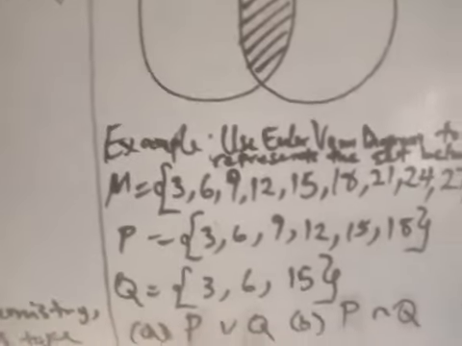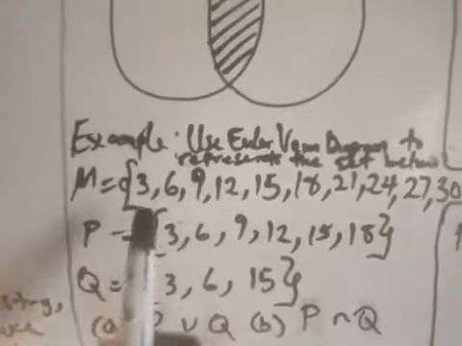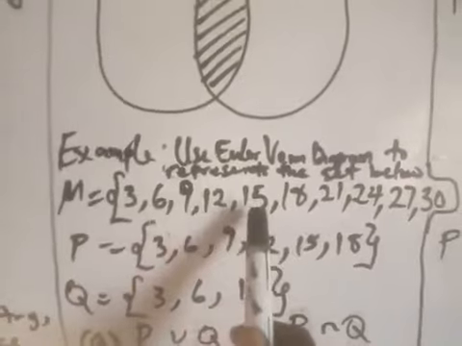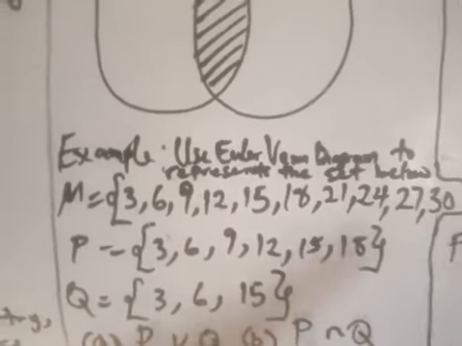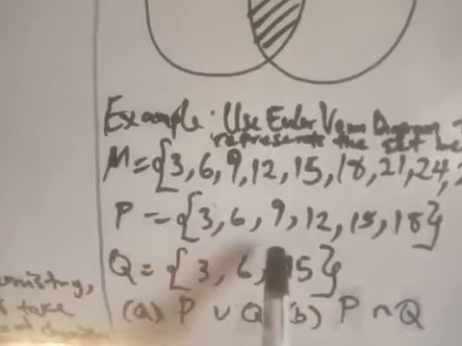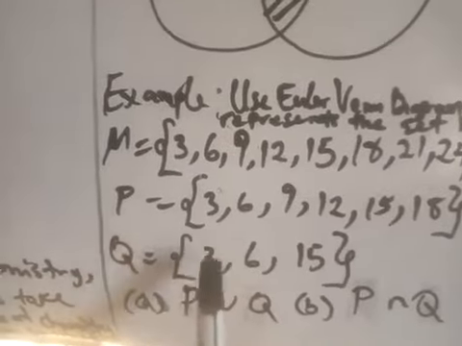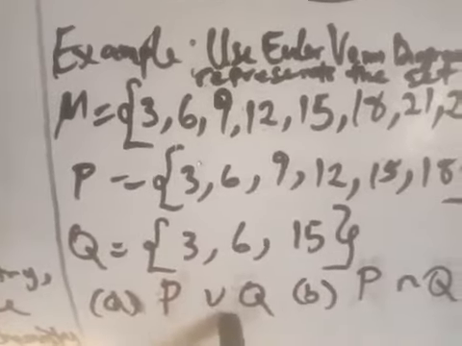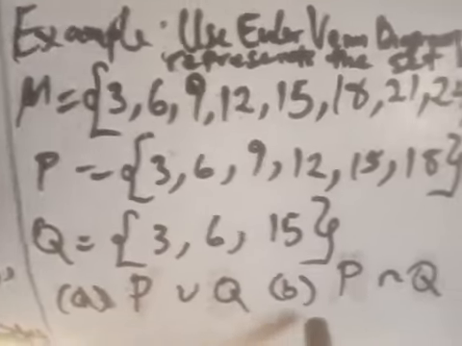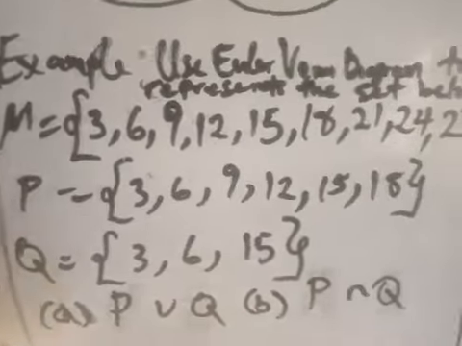Let's go to this example briefly. The example says, use Euler's Venn diagram to represent the sets below. We have the universal set 3, 6, 9, 12, 15, 18, 21, 24, 27, and 30. And you have subset P, which has elements 3, 6, 9, 12, 15, 18. And we have subset Q, also 3, 6, 15. They ask us to find the union P union Q and also P intersection Q using Euler's Venn diagram.